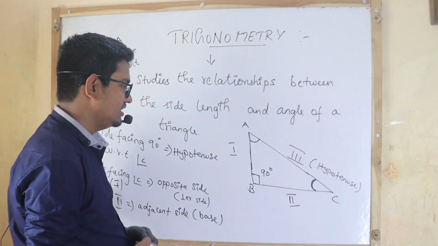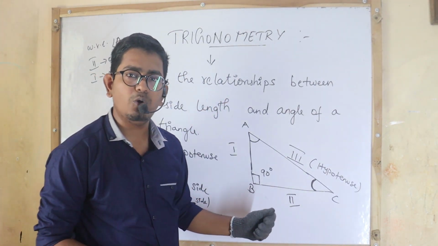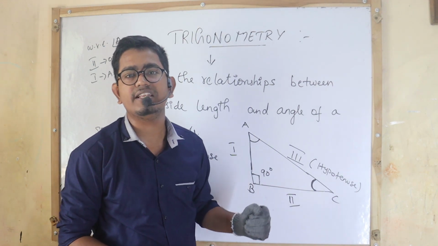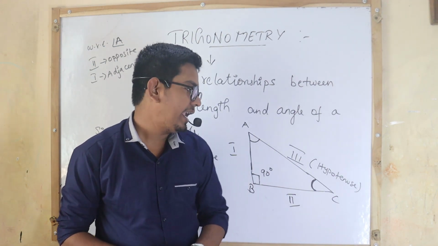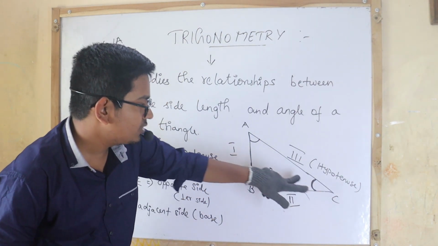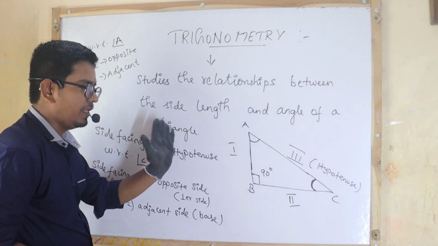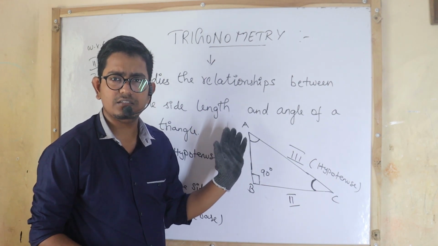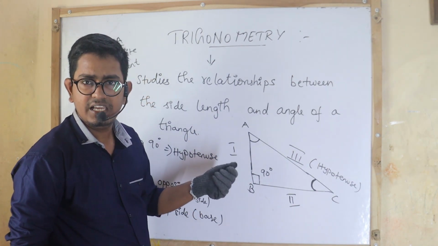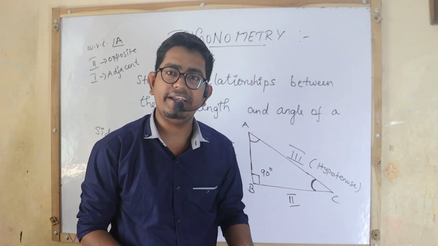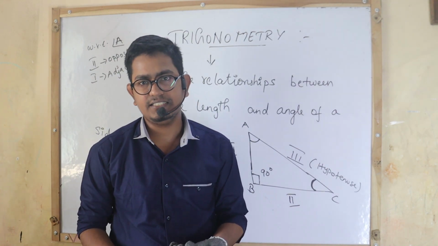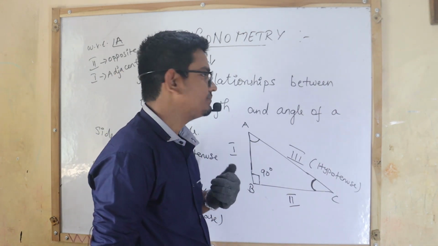So here it is clear how to find the opposite side, the adjacent side, and the hypotenuse side. And you also came to know about the angles. We will speak about this later. Now we will do some triangles in which we will be able to find the opposite side, adjacent side, and hypotenuse side.